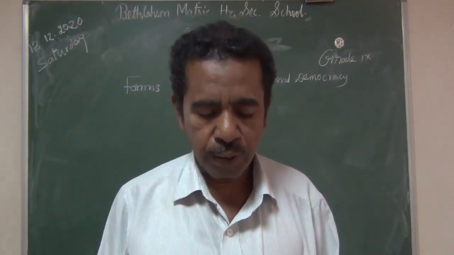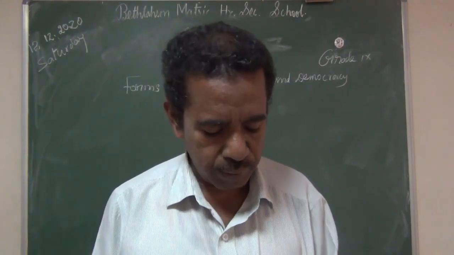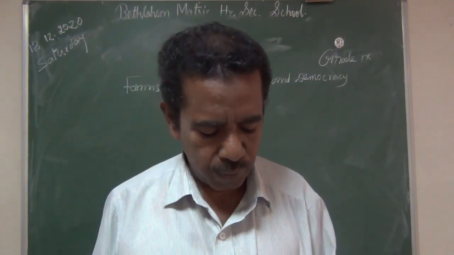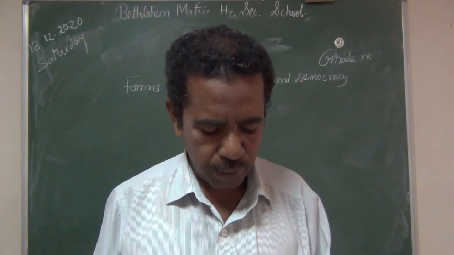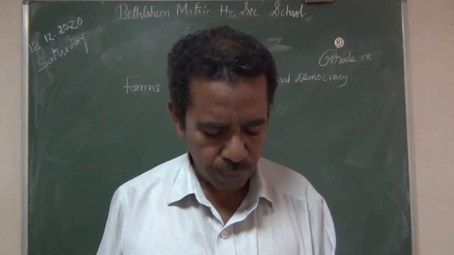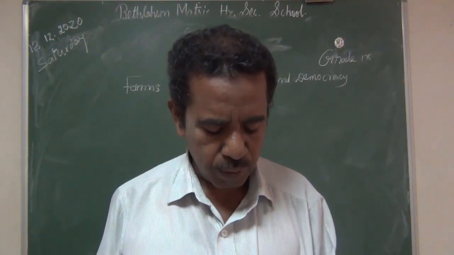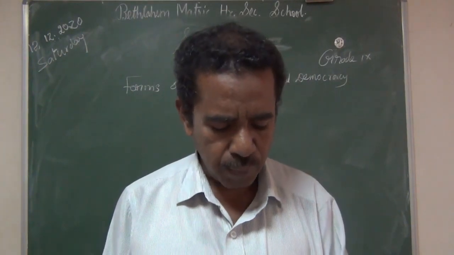Forms of government: in democracy, there are two forms of government, which we have seen. That is the parliamentary form of government and the presidential form of government. These are the two forms of democratic government.